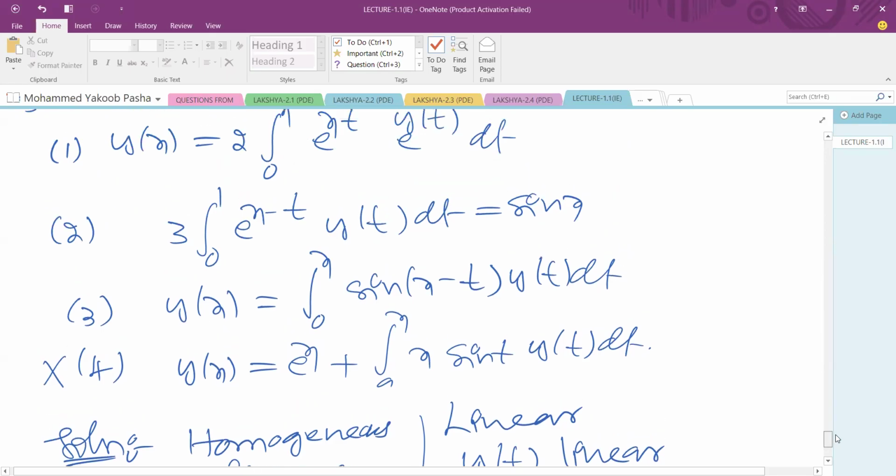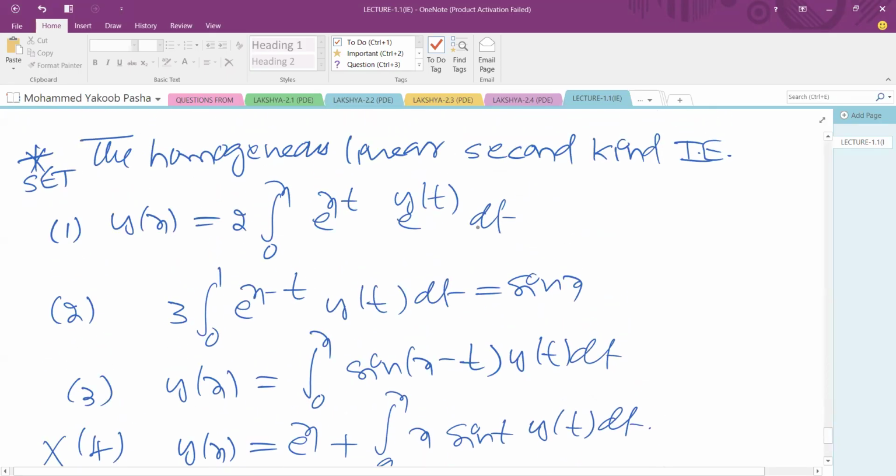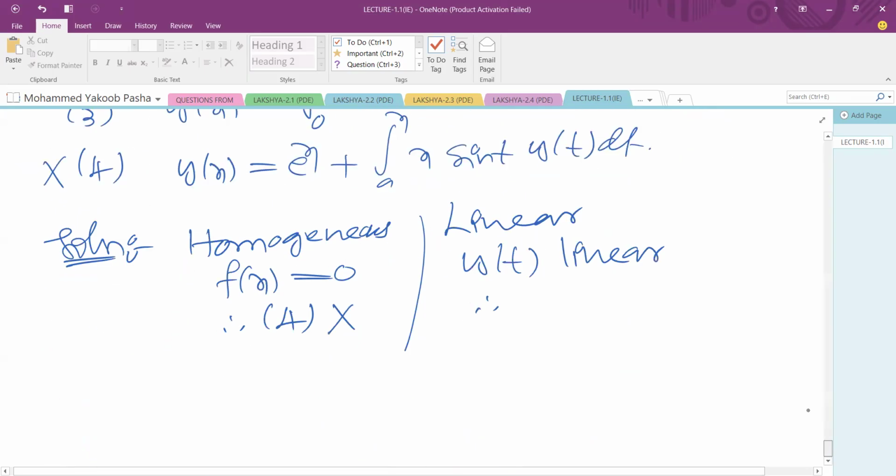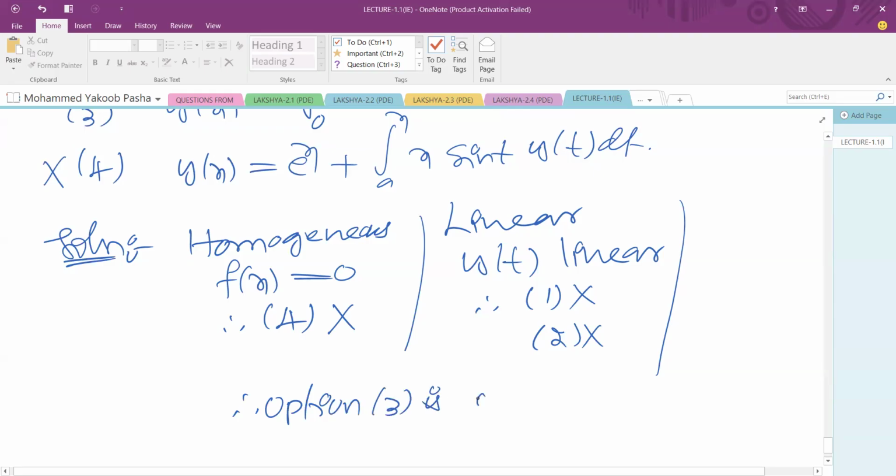Is y of t linear? Is it both? e to the power y of t is not accepted, is it? Yes, sir. And the second one also has e to the power minus t. e to the power minus t into y of t, so the second is also not accepted. That means 1 is not correct and 2 is not correct. So obviously the third option is the right option. Therefore, option 3 is correct. Why is it correct?